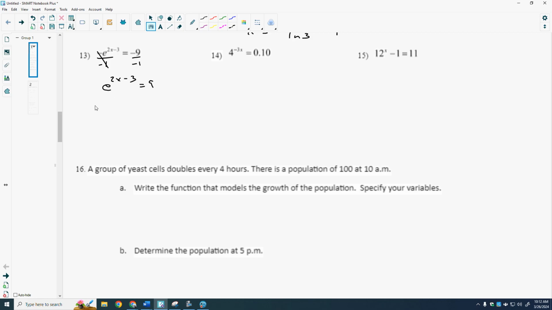Now I'm going to take the ln of both sides because it's spacey. Ln of e is 1. That goes away. Add 3 to both sides. Divide by 2. And I got my answer.